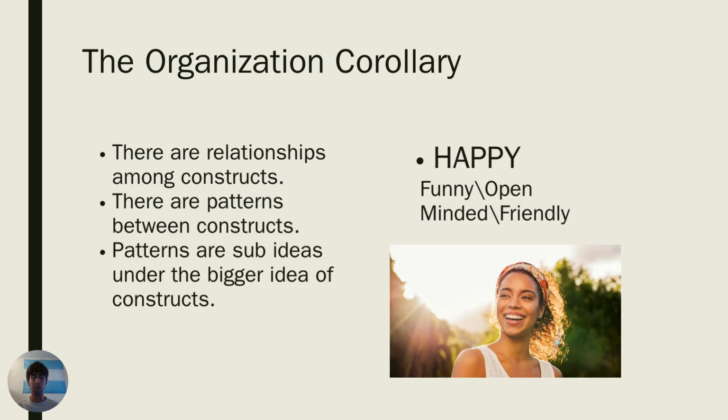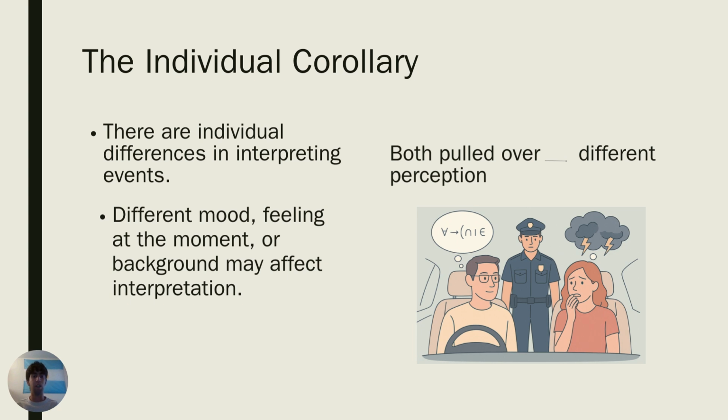Then we have the individual corollary. The individual corollary says that you might live an identical situation with someone else and you're going to perceive it differently because of background, mood, or the situation in the moment. Maybe you're having a bad day, but you're going to perceive it differently.